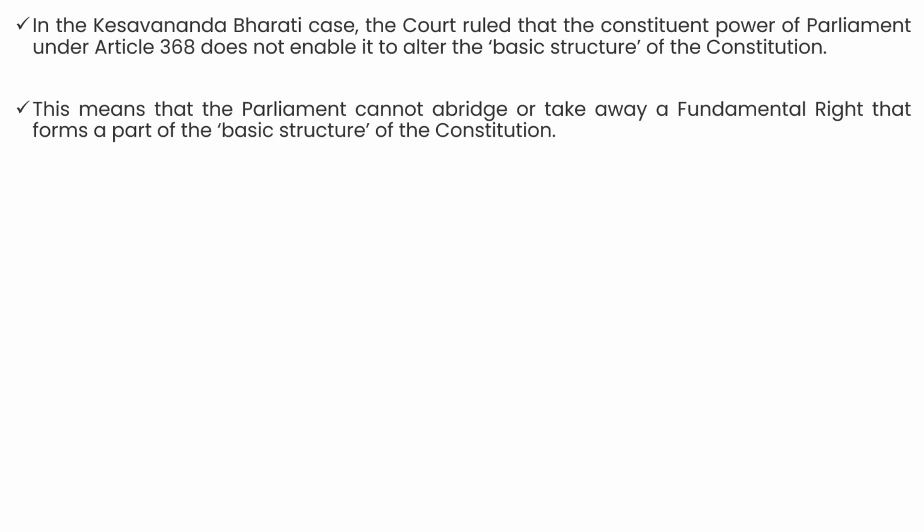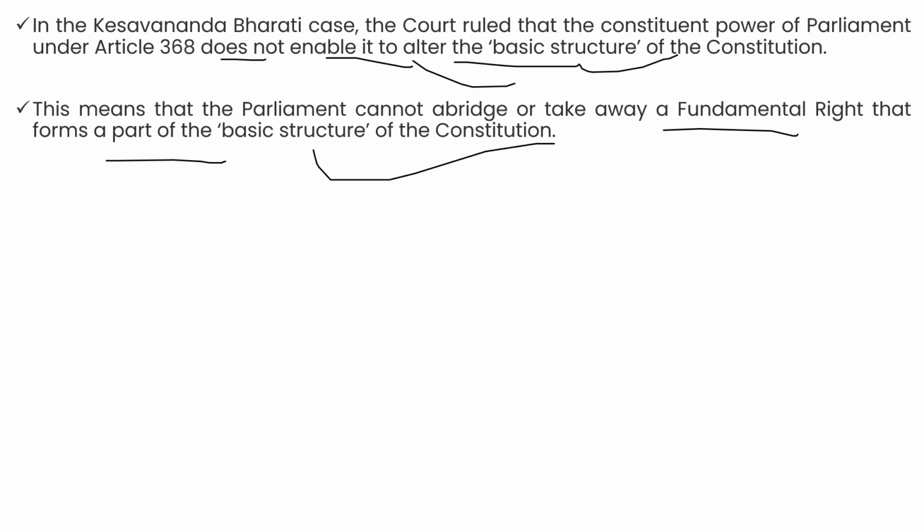In Kesavananda Bharati case, the court ruled that the constituent power of Parliament under 368 doesn't enable it to alter the basic structure of the Constitution. Okay, basic structure of Constitution alter koribo নোৱাৰে বুলি কলে. This means that Parliament cannot abridge or take away fundamental rights that form a part of basic structure of Constitution. এনেকুৱা fundamental right যি basic structure of Constitution mean কৰে তাৰ ভিতৰত অন্তৰ্ভুক্ত হয় সেইটো abridge কৰিব নোৱাৰে বা take away কৰিব নোৱাৰে পাৰ্লিমেন্টে। ঠিক আছে, so answer will be all of the above.